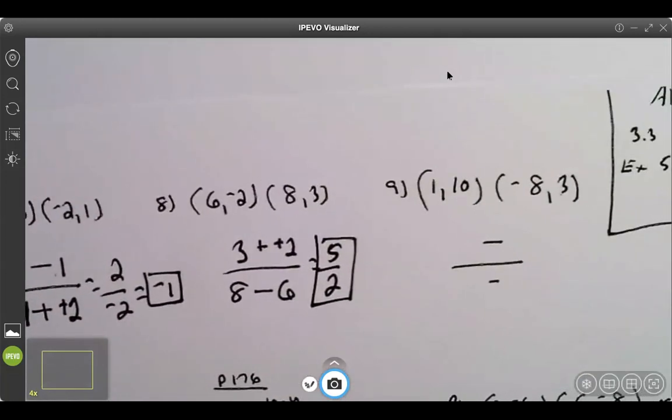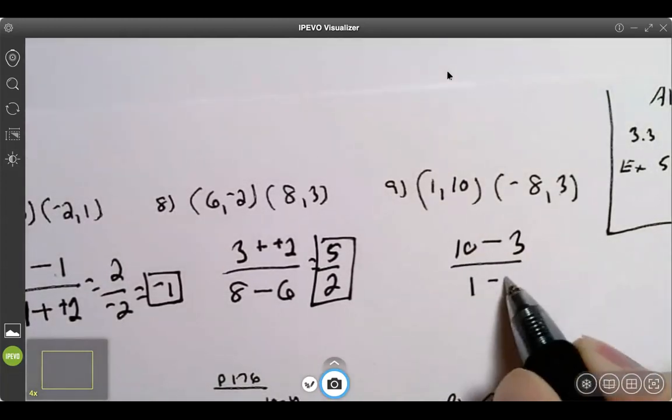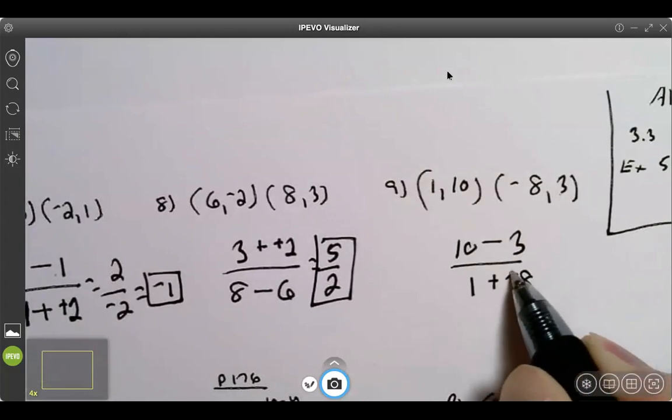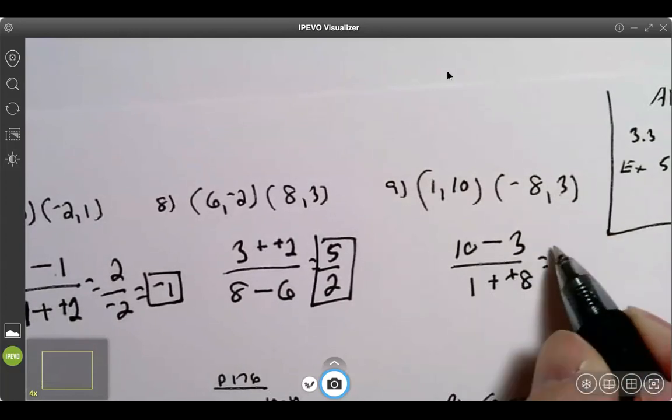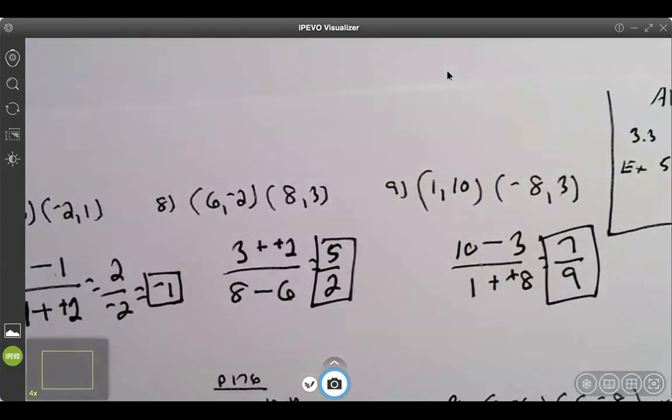Last one, number 9. I'm going to go left to right. All right, left to right on the y's, left to right on the x's. Change your minus negative to plus positive. 10 minus 3 is 7. 1 plus 8 is 9. Your slope is 7/9.